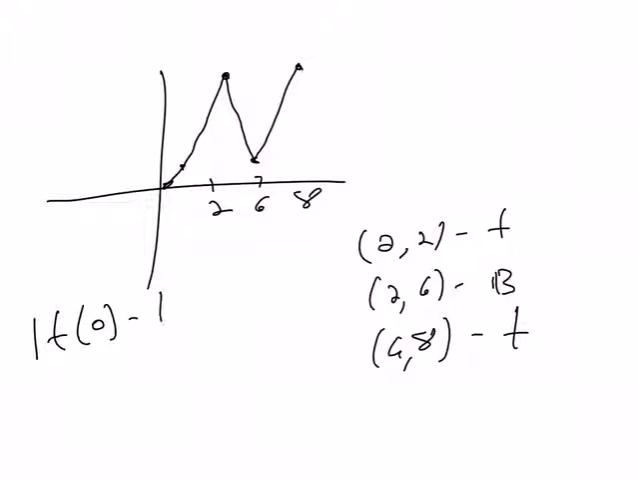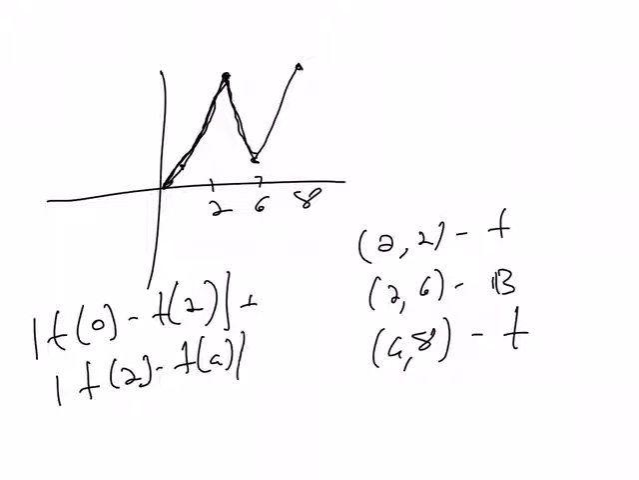So basically what we want is we take the absolute value of f of 0 minus f of 2, which gives us this whole thing right over there. And then we add to it the absolute value of f of 2 minus f of 6. And again, the reason we can't just take the absolute value of this minus that is because what we would be finding is this distance, which is not what we want. We want to find this distance plus that distance. And then we take the absolute value from here to here, which is f of 6 minus f of 8.